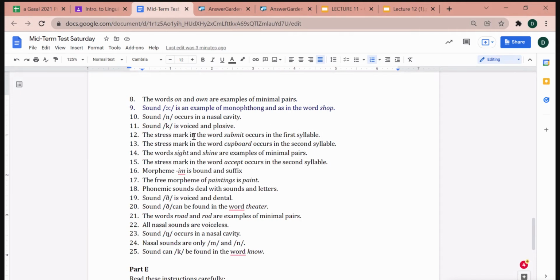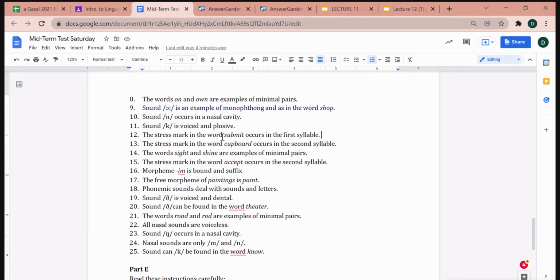Number 12. The stress mark in the word occurs in the first syllable. Incorrect. Why? It should be the second one. If it occurs in the second syllable, how do you pronounce it? Submit. Good. Submit.